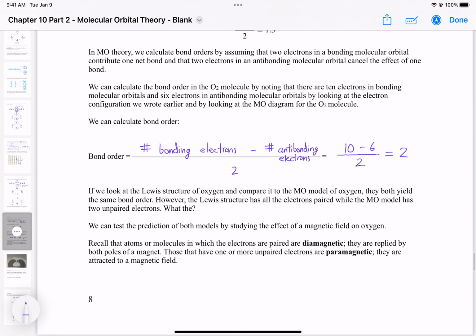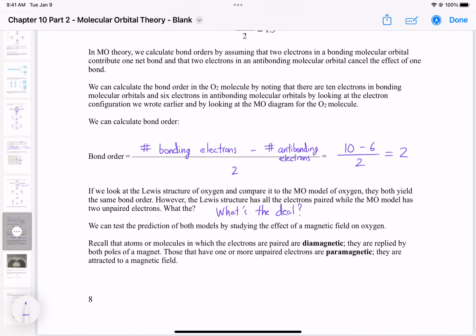So why do we have that discrepancy? Okay. So what's the deal here? What's going on, right? So we can test the prediction. So the Lewis structure predicts oxygen doesn't have any paramagnetism, so it shouldn't interact with a magnetic field if all the electrons are paired, right? So we can test the prediction of both of these models by studying the effect of a magnetic field on oxygen.